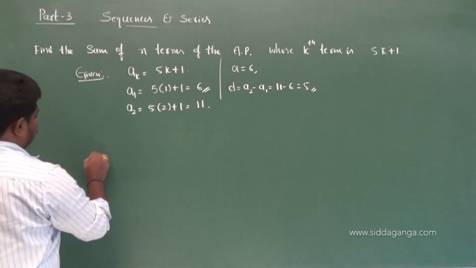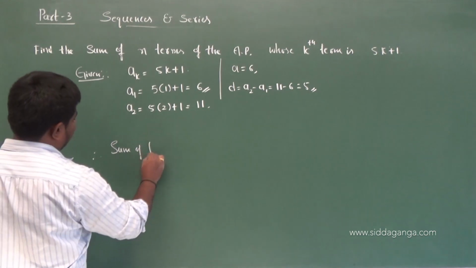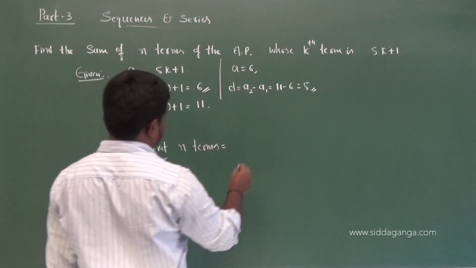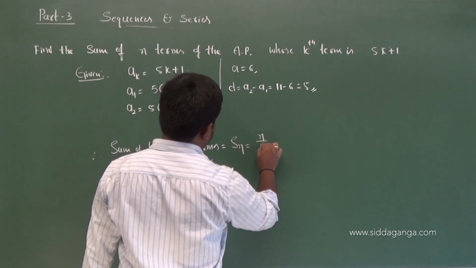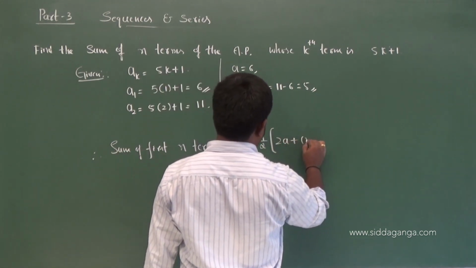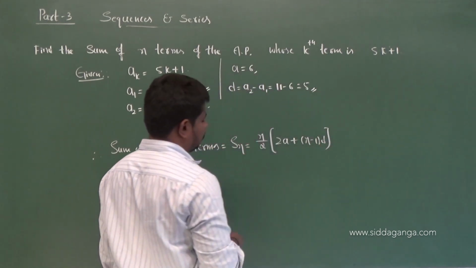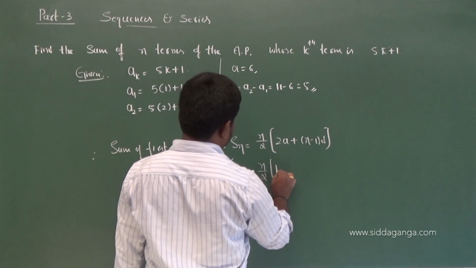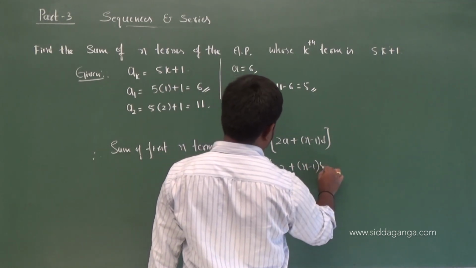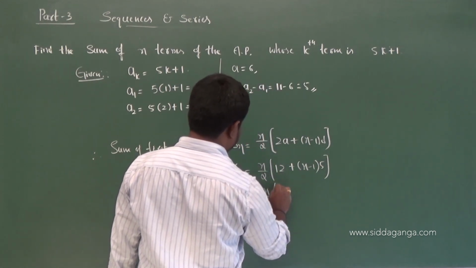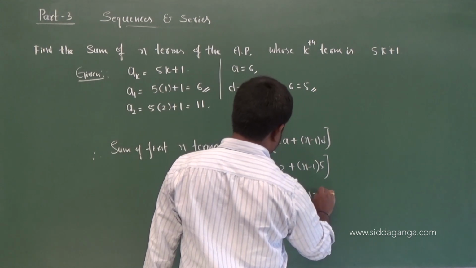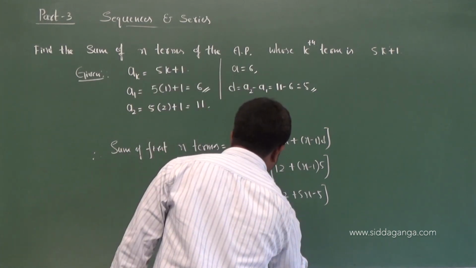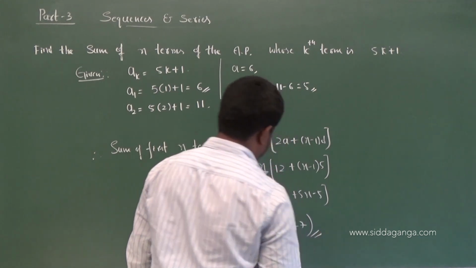So, now therefore, the sum of the first n terms is equal to what? Sn is equal to n by 2 into 2a plus n minus 1 into d. So, the answer will be in terms of n only, because we do not know n. n by 2 into, a is 6, 2 sixes are 12, plus n minus 1 into d, d is 5, gives n by 2 into 12 plus 5n minus 5, that is, this gives n by 2 into 5n plus 7. This is the required answer.